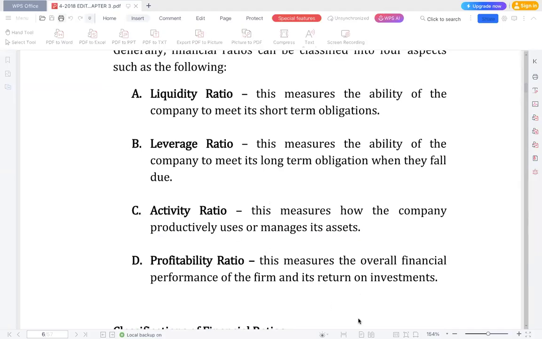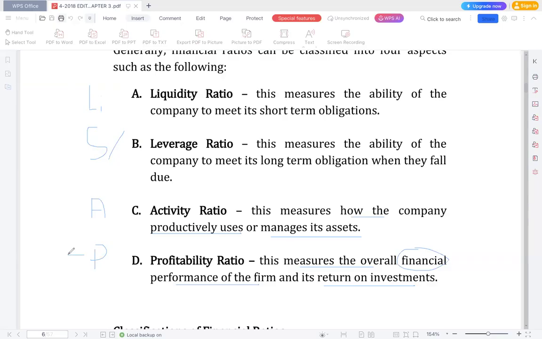Activity ratio measures how the company productively uses or manages its asset. While profitability ratio measures the overall financial performance of the firm and its return on investment. So, remember the acronym LSAP. Liquidity, solvency or leverage, activity, and profitability ratio.